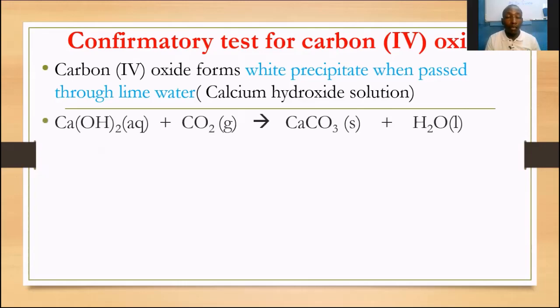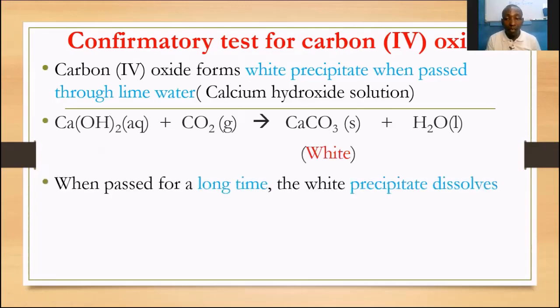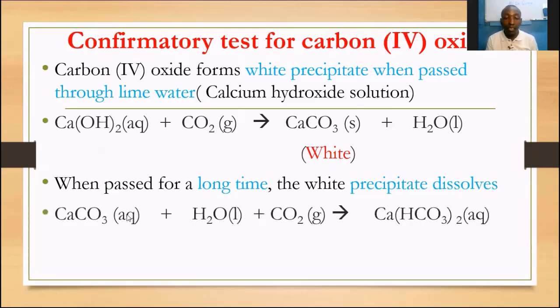If you continue passing the gas for a long time, the white precipitate will dissolve. But the first reaction is what I've written there: calcium hydroxide with carbon four oxide gives calcium carbonate, the white substance we are talking about. Then when you continue passing for a long time, the precipitate dissolves. What exactly is happening? The calcium carbonate and water, the product of the first reaction, continue to react with carbon four oxide, and calcium hydrogen carbonate is formed, a very soluble salt. And you can see it's a colorless liquid.